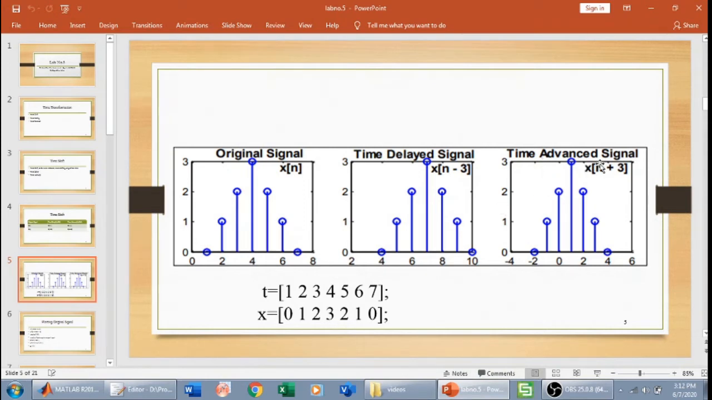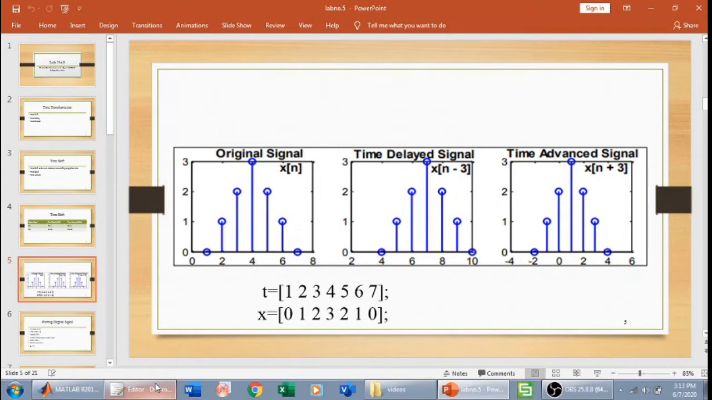Now in the time advance signal, as we can have a look, whatever the value we have at t is equal to 1, that value we have at t is equal to minus 2. Whatever the value we have at t is equal to 2, that value we have at t is equal to minus 1. Whatever the value we have at t is equal to 3, that value we have at t is equal to 0. So the signal has been shifted towards the left side of the time axis. So that's why we say that it is the time advance signal.